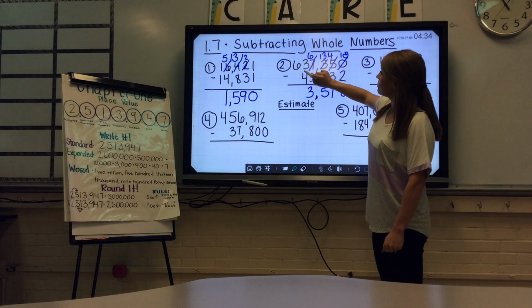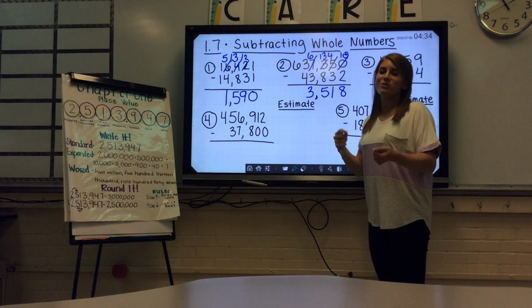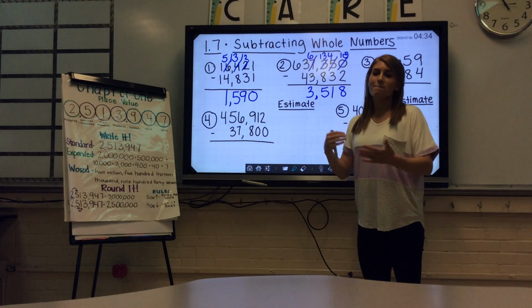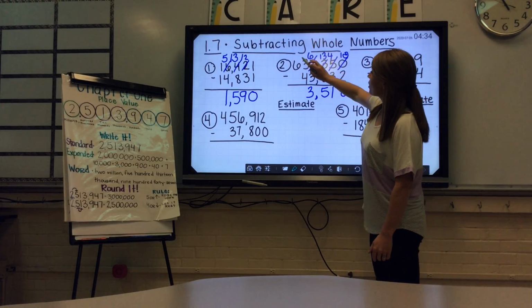Moving on, 3 minus 4. Oh, again, I can't do that. I'm going to have to borrow. I know that's the frustrating part of subtraction, but the more we practice, the better we get at it. So I'm going to borrow from my neighbor.